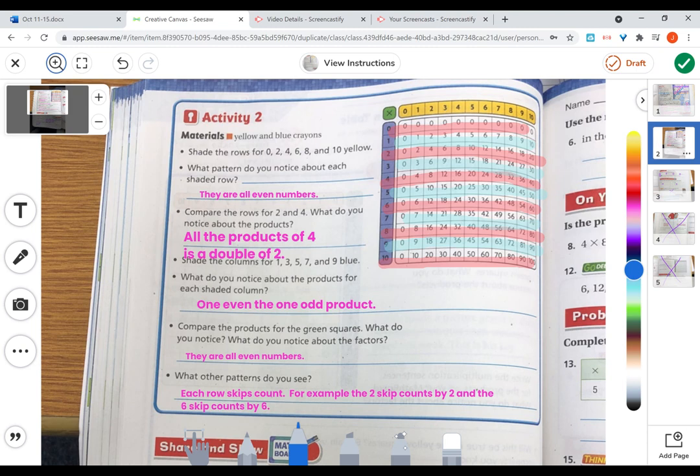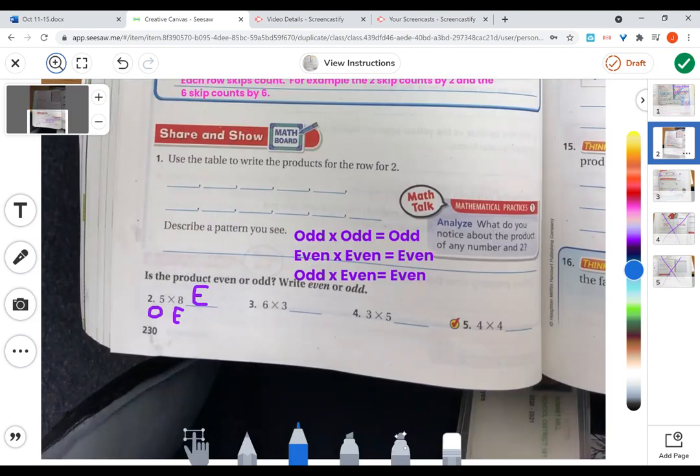So basically, in other words, we're noticing a pattern here. If you have an odd and an odd factor, you're going to get an odd product. If you have an even and an even factor, you get an even product. Same thing when you have an odd and an even, you get an even.